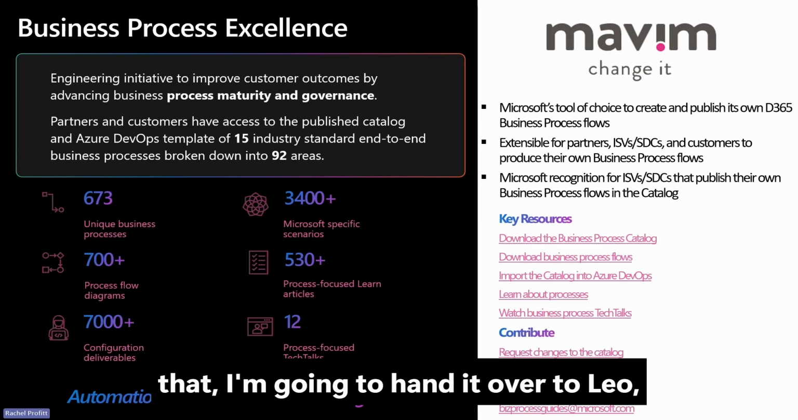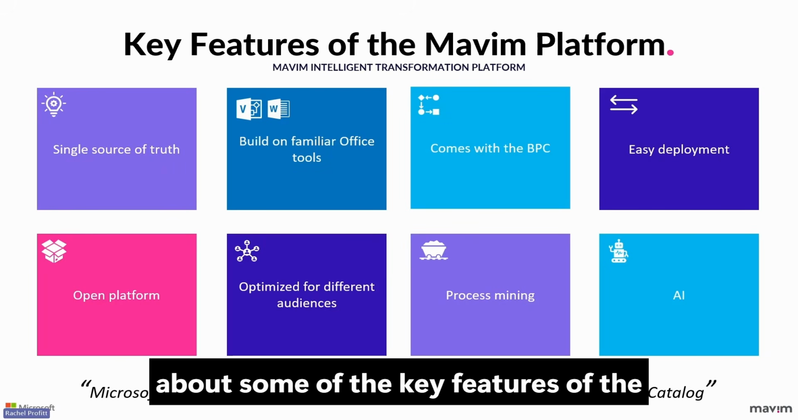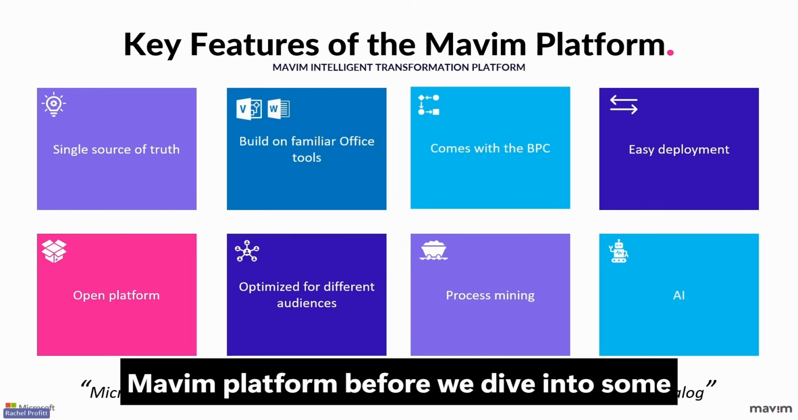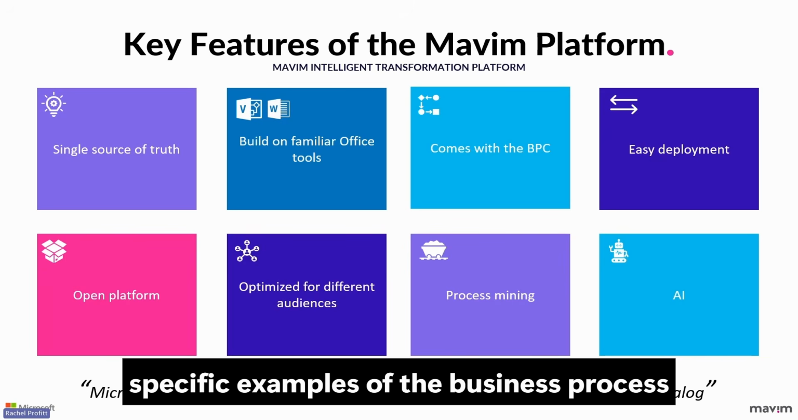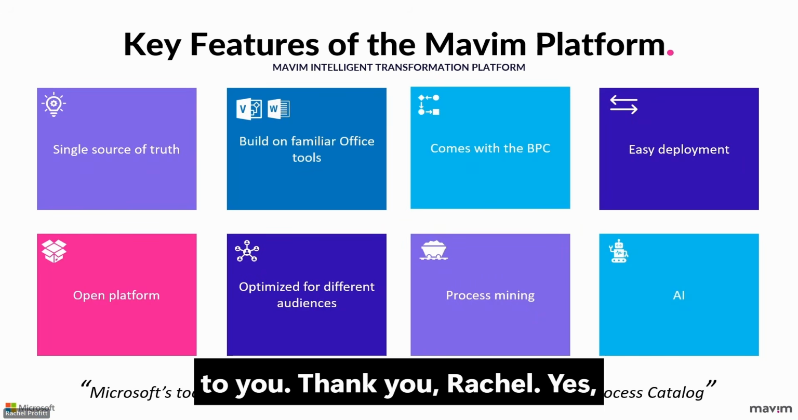So with that, I'm going to hand it over to Leo, who's going to talk a little bit more about some of the key features of the Mavim platform before we dive into some specific examples of the business process catalog and the various levels. Leo, over to you. Thank you, Rachel.